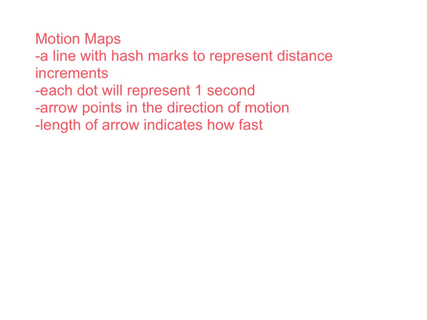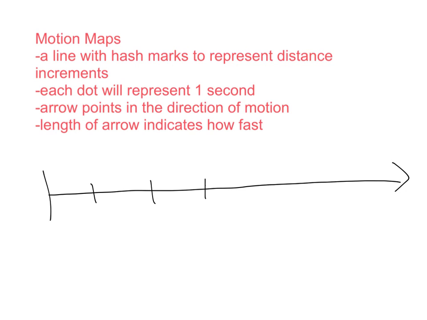It's going to start with a line. This line will have hash marks, evenly spaced, and those will represent distance increments. So for simplicity, let's say this is 0 meters. So this would be 1, 2, 3, 4, 5, 6. Doesn't have to be exact, but you do want to show that they look about even.